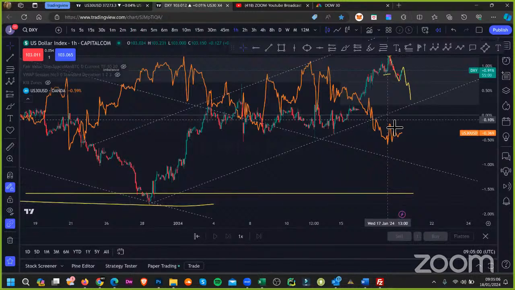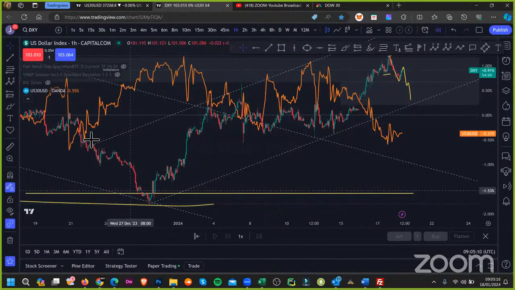This chart is the dollar index, with the US 30 superimposed on top of it. The US 30 is the orange one, and the candles are the dollar index. Can you see? It's like the mirror image of each other, right? When this is going down, this is going up. When this is going up, this is going down. So it confirms what I just said. When the dollar gets weaker, we typically see the US 30 going up.